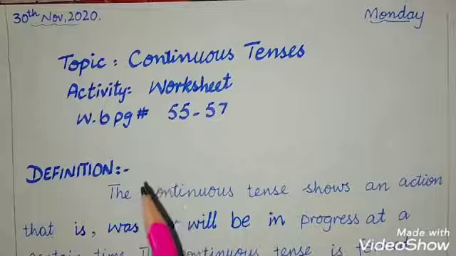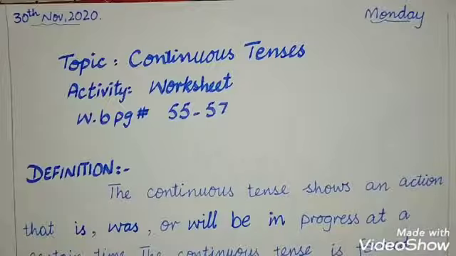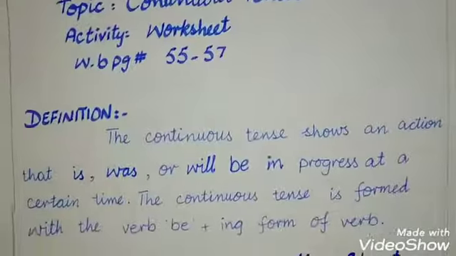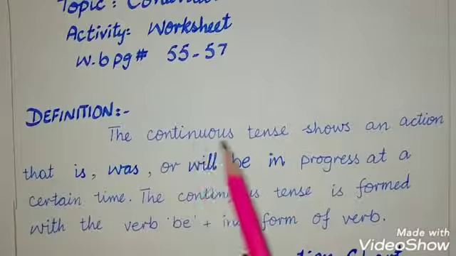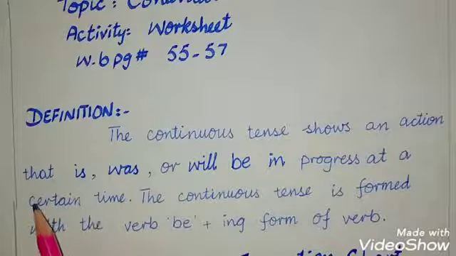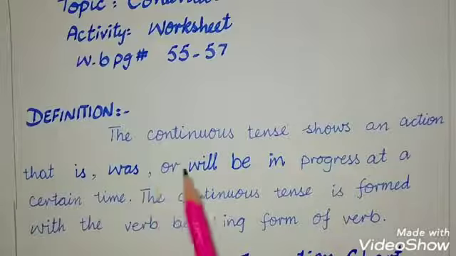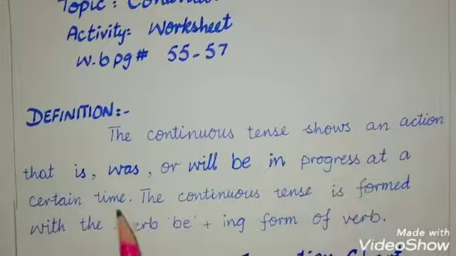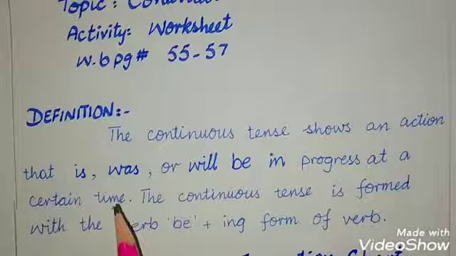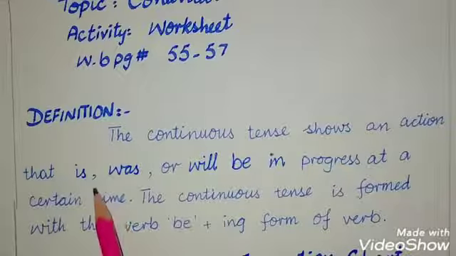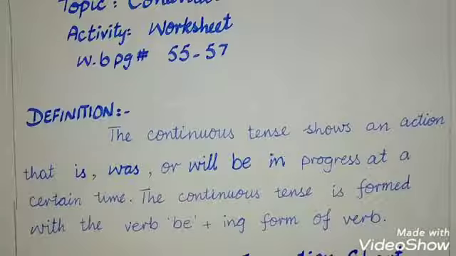Before that, you learned about indefinite tenses. The definition of continuous tenses is: the continuous tense shows an action that is, was or will be in progress at a certain time. This tense shows the continuity of work in present, past or future. The continuous tense is formed with the verb be plus the ing form of the verb. I'll explain the formation of continuous tenses with the help of a chart.